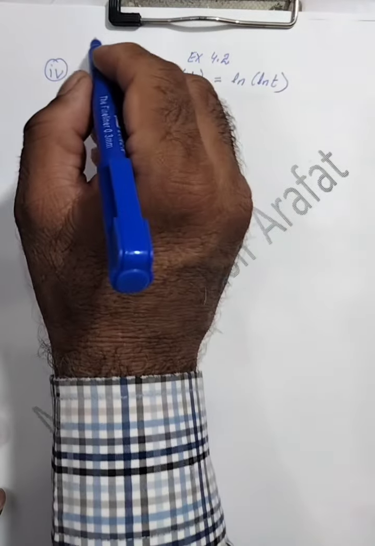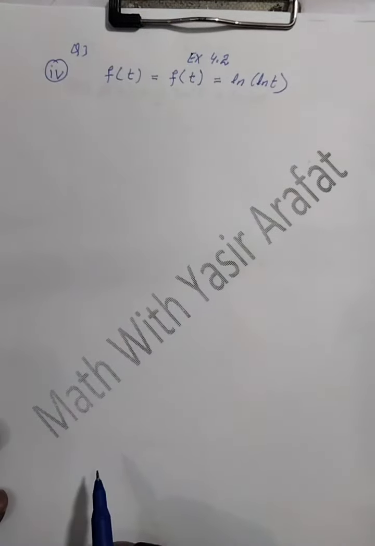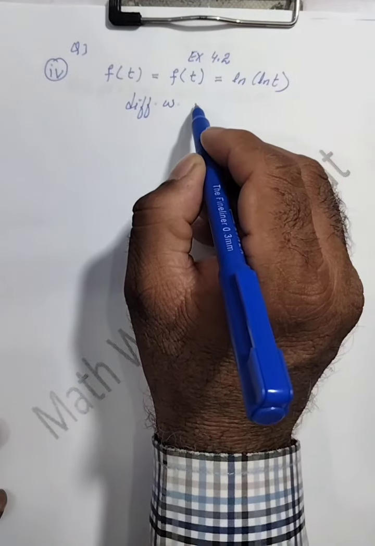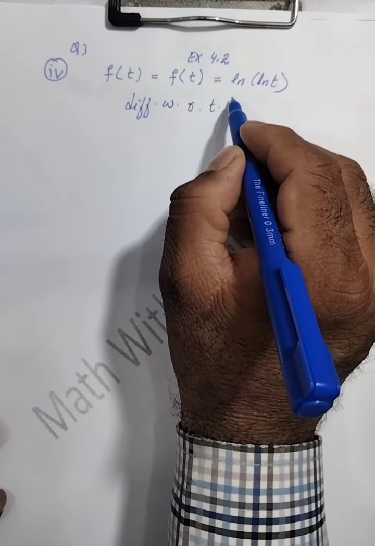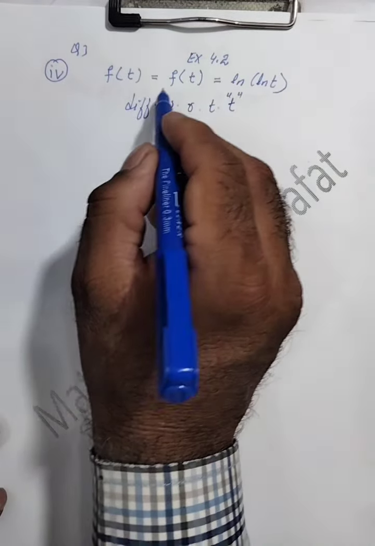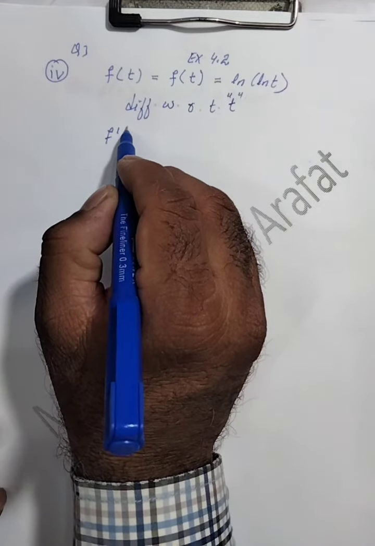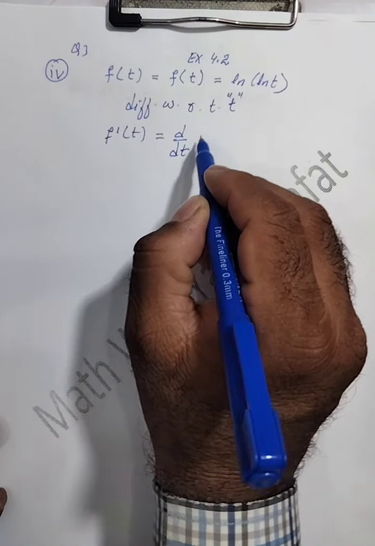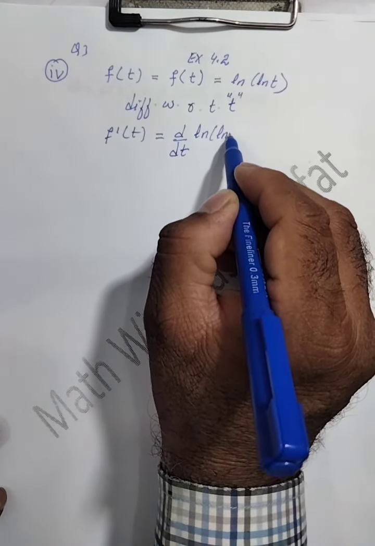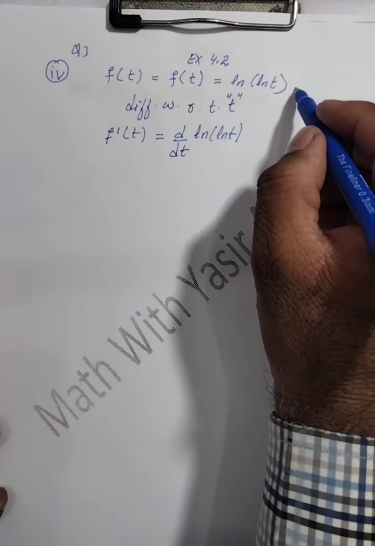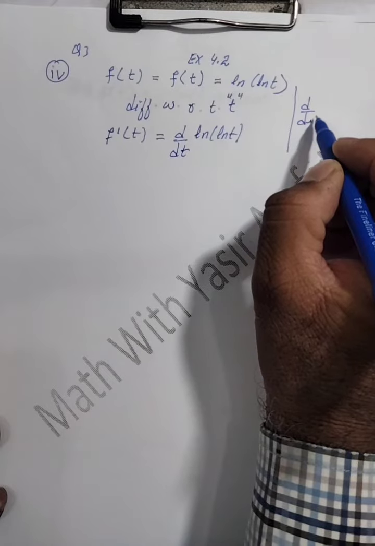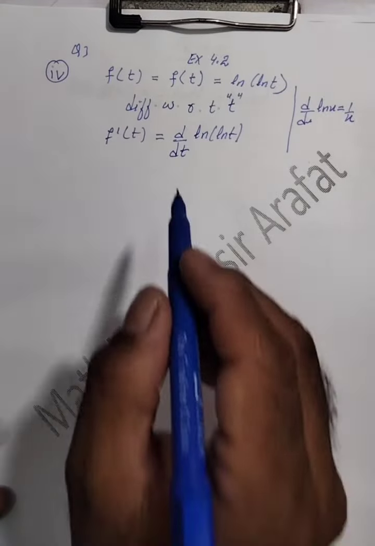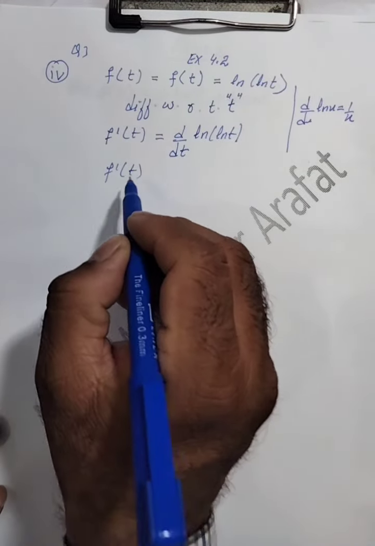4.2 exercise, and this is question number 3 of the fourth part. Again, we have to find out the derivative, differentiate with respect to t. So this is the derivative f prime t. Apply the operator here, ln of ln t, and we have discussed that the derivative of ln x is equal to 1 upon x. So here we have to apply this formula.